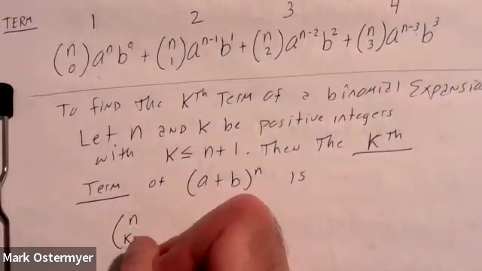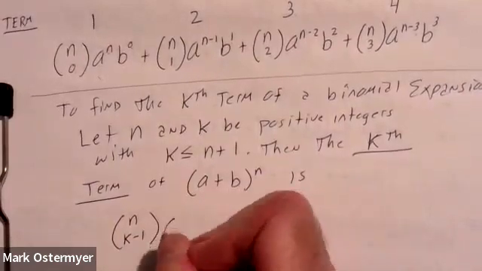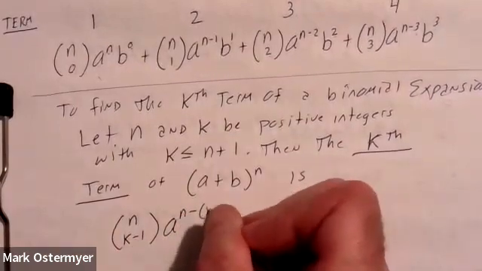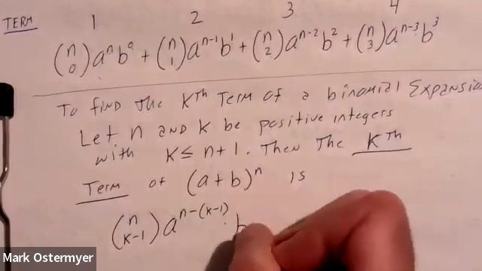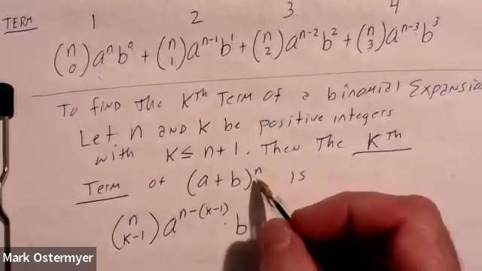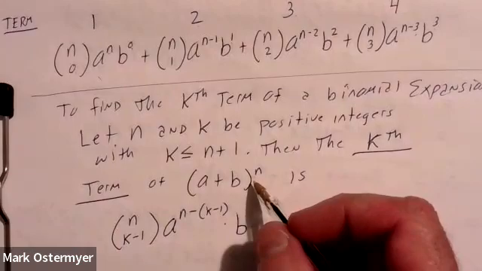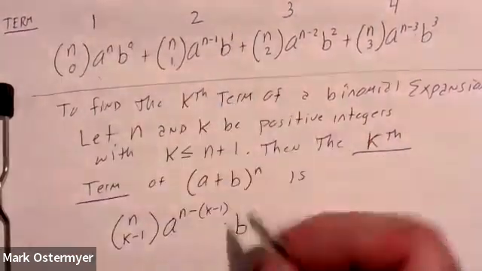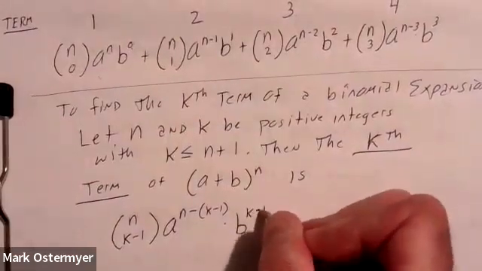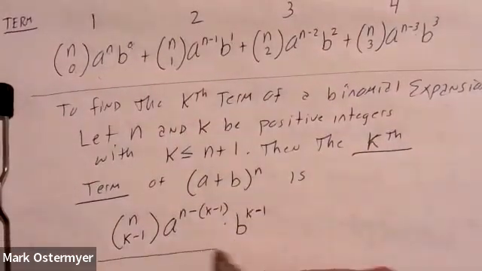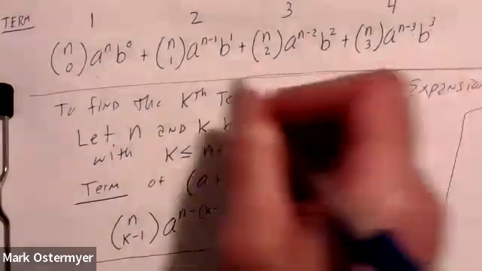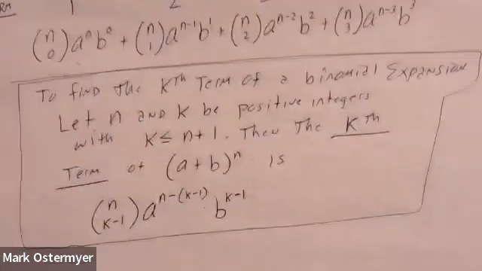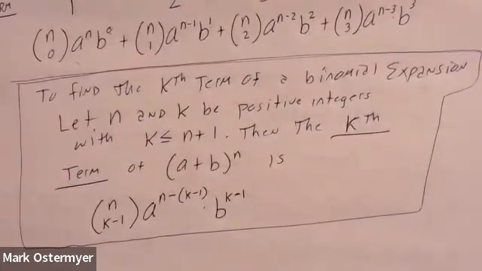N choose k minus 1 times a, the first term, raised to the n minus r power, times b raised to the power, b being raised to the same power that r is. And there you go, ladies and gentlemen. This will generate the kth term of a binomial expansion.